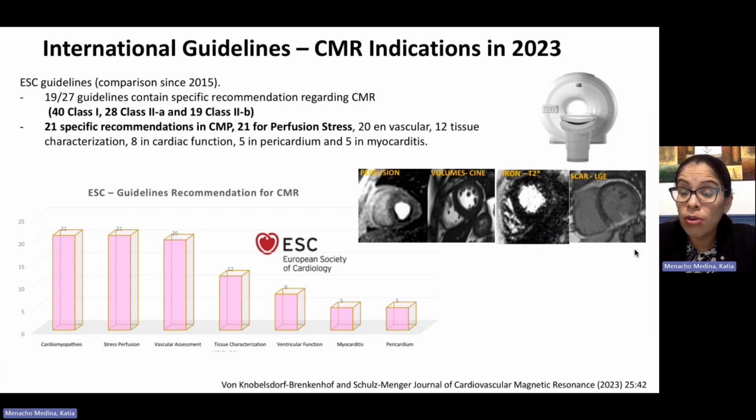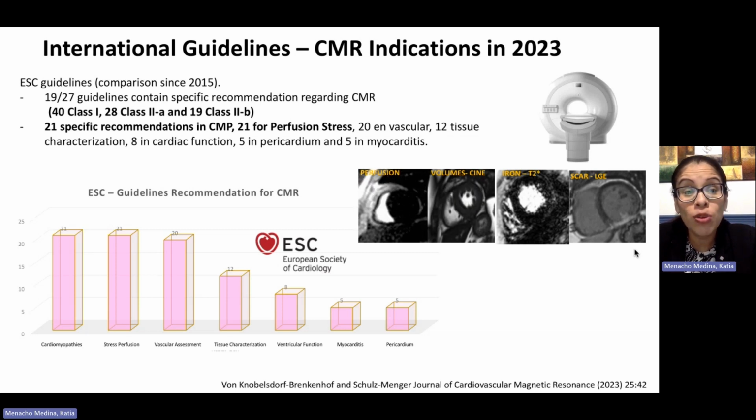Now let's focus on cardiac MRI. The fact is that cardiac MRI has a strong role in current international guidelines. This is an update from 2023, published in the JCMR, which makes an overall summary of the role of cardiac MRI in the ESC, European Society of Cardiology, guidelines, compared with 2015. And you can see that there has been an improvement in how these guidelines suggest the use of cardiac MRI.